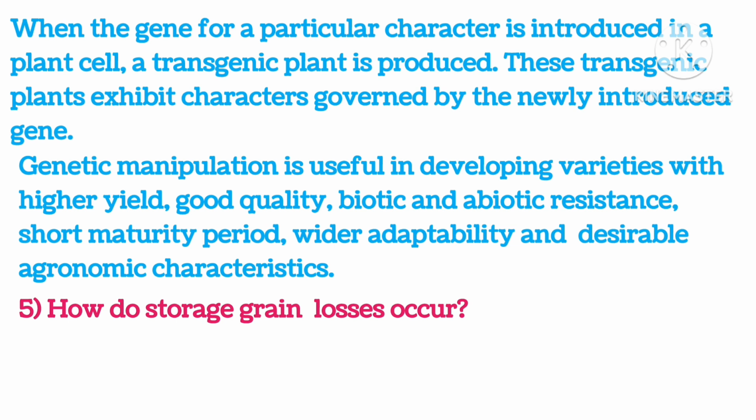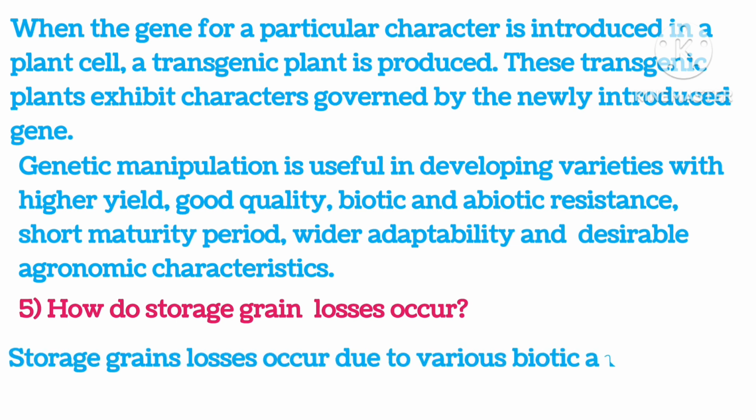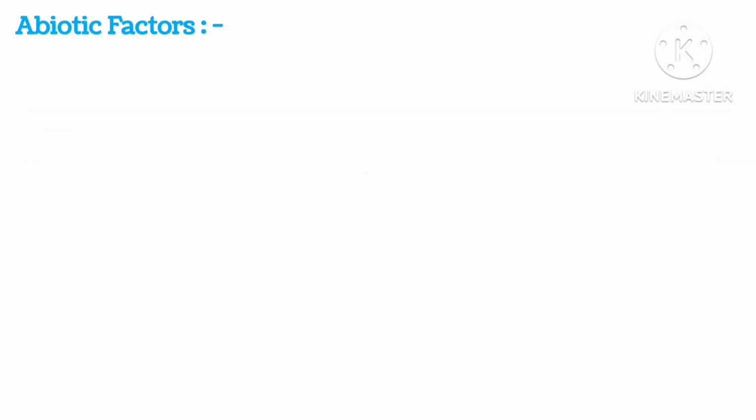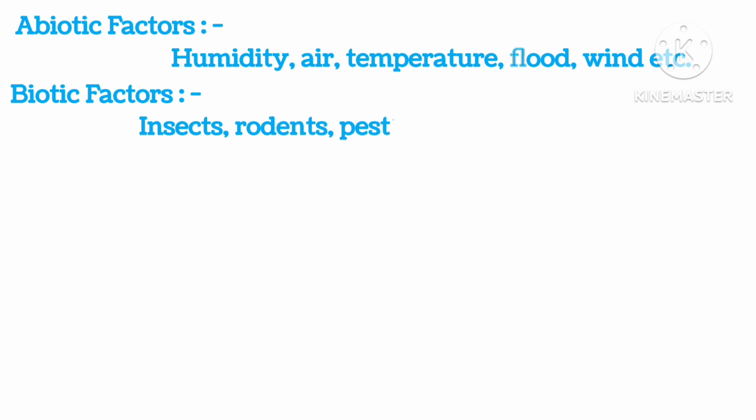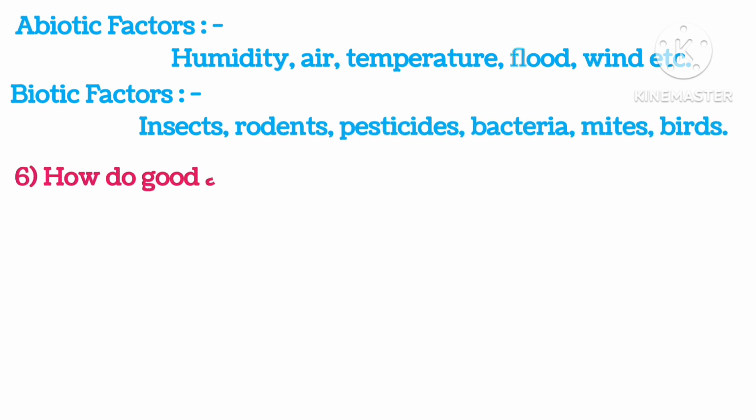How do storage grain losses occur? Storage grain losses occur due to various biotic and abiotic factors. Abiotic factors include humidity, air temperature, flood, wind, etc. and biotic factors include insects, rodents, pesticides, bacteria, mites, birds, etc.